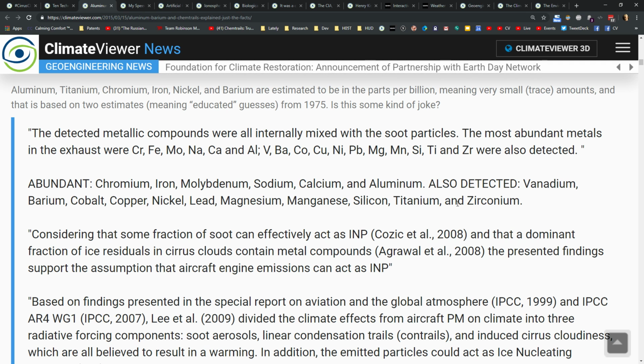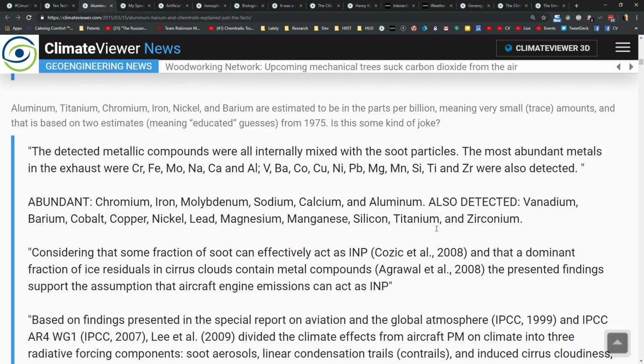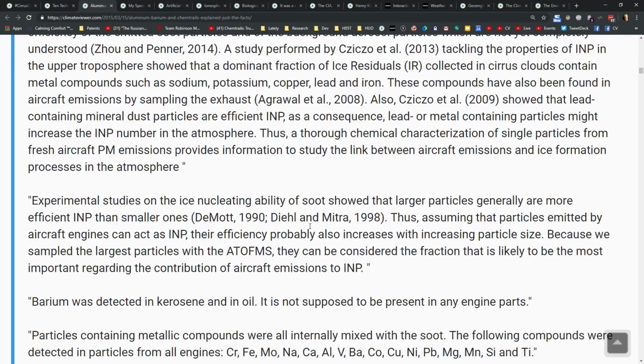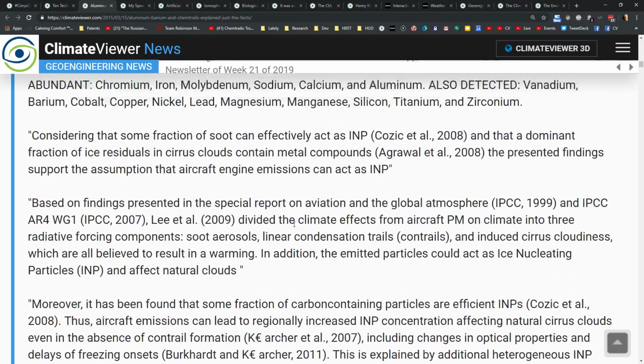Considering that some fraction of soot can effectively act as an ice nucleating particle, and that a dominant fraction of ice residuals in cirrus clouds contain metal compounds, the presented findings support the assumption that aircraft engine emissions can act as ice nucleating particles. And then they get into the climate effects of all that, and I'm not going to bore you with all the sciencey words, but that is it in a nutshell.